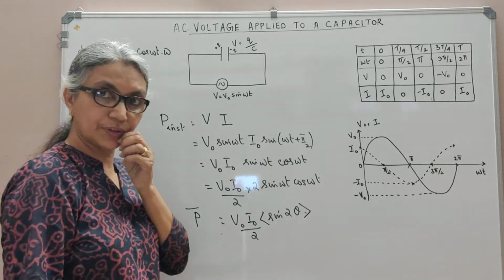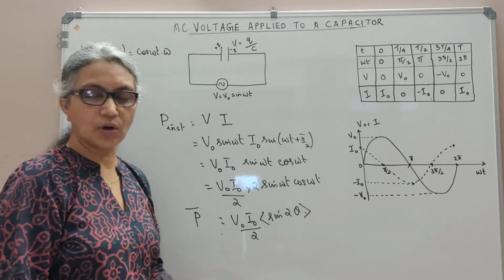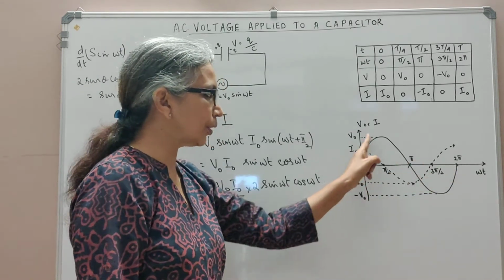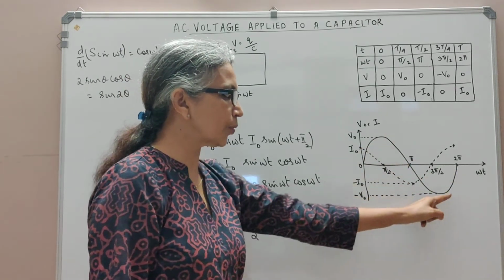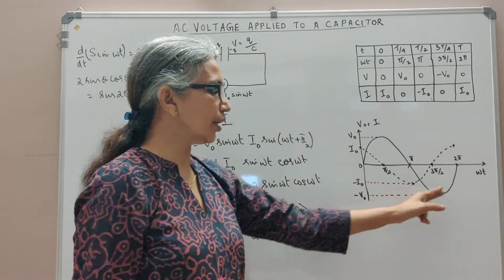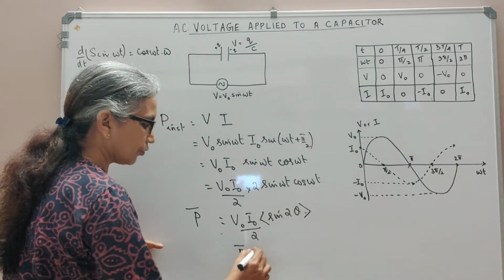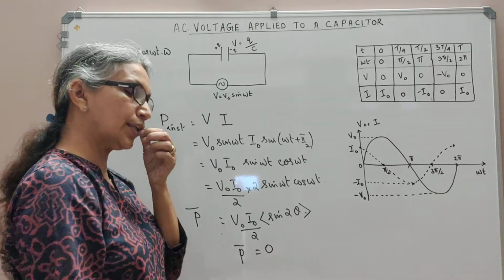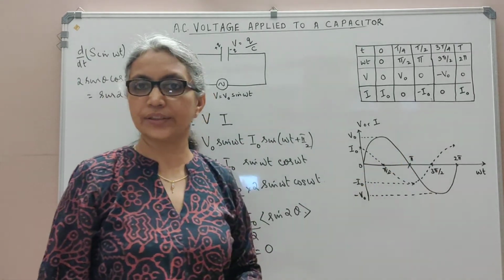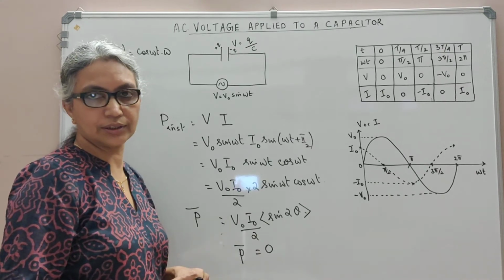Like I told you before in the previous session, when you average sine functions over one complete cycle, it will always reduce to 0 because every positive value will have a corresponding negative value. So if you take the average over one complete cycle, you will get an average of 0. So power average is equal to 0, showing you that in this circuit, just like in the inductor circuit, the average power dissipated over one complete cycle is 0. So no power dissipation here also, just like your inductor circuit.